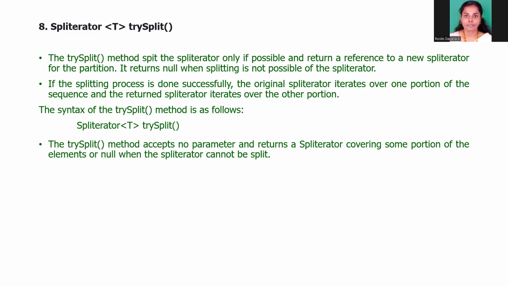So in this video, we have seen about creating custom streams. In that, we have seen the generate method, the iterate method, then using spliterator. The Spliterator interface has 8 methods, and all these methods we have discussed. And this is the topic about Spliterator.